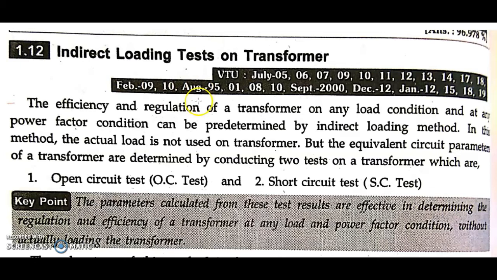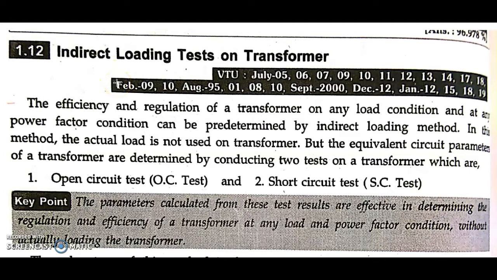Here direct load test will be discussed in the coming classes, but as per your first model we have indirect loading test. So what type of test is it? As the name itself indicates, indirect loading means what? We are not connecting any load to the transformer. So the name indirect load test. For direct load test, we are going to connect a load, actual load, on your transformer. So it is called direct test. Indirect in the sense that you are not connecting any load.